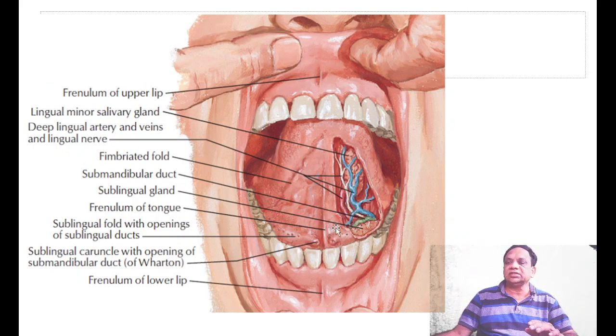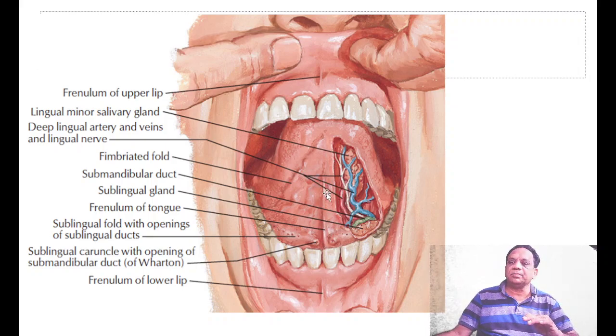You can see, we just removed the outer layer on one side. You can see the deep lingual veins, and fimbriated fold is there, we removed that, and you can see deep lingual nerve is there, and you can see the openings of the submandibular gland and sublingual salivary glands. These are the frenula of the lips, and this is the frenulum of the tongue. This is what we see under our tongue.